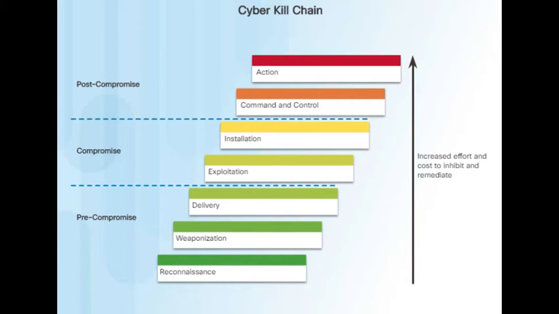This figure displays a cyber kill chain. Increased effort and cost to inhibit and remediate, starting with the least to the most: pre-compromise, compromise, and post-compromise. Within pre-compromise: reconnaissance, weaponization, delivery. Within compromise: exploitation and installation. Within post-compromise: command and control, action.